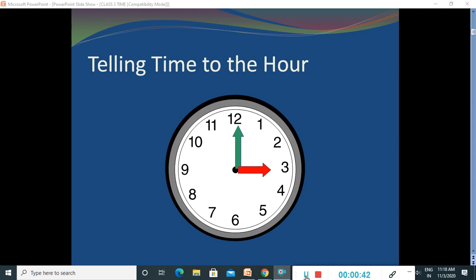As you can see here, a clock is there with numbers started from 1 to 12, and you can see two hands are there. One is with red color and one is with green color. So here in this clock, the red hand is at 3 and the long hand is on 12. So now let's start with the hands and how to tell the time in hours.